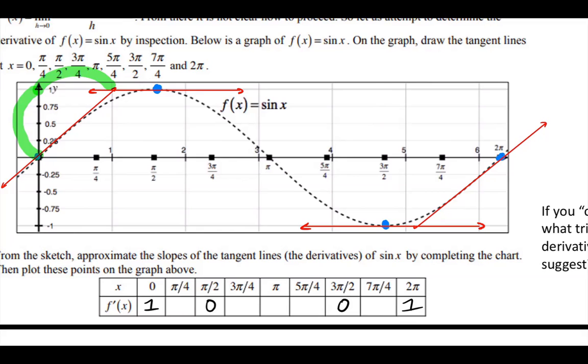At pi. Yeah, pi. What is the slope there? It's actually the opposite of the ones we did earlier. It's a -1, right? If I draw this correctly. It's actually -1 there, yeah. -1.